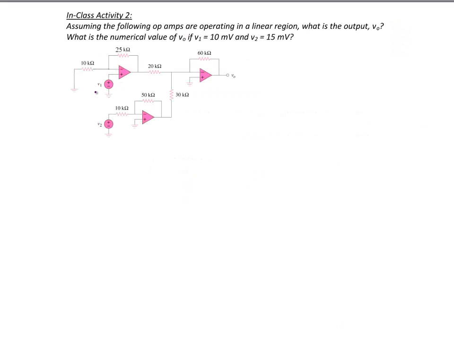Okay, so let's look at the top left op-amp first. This is actually a non-inverting amplifier. How do I know it's a non-inverting amplifier? I know it's a non-inverting amplifier because the input is at the positive terminal and the feedback resistor and the input resistor are at the negative terminal. So it's a non-inverting amplifier.